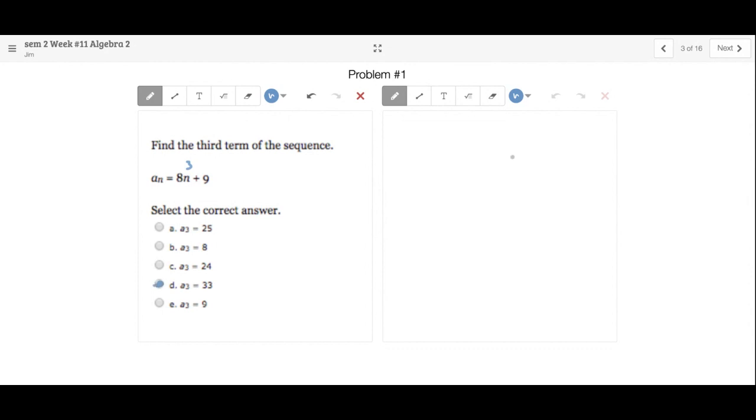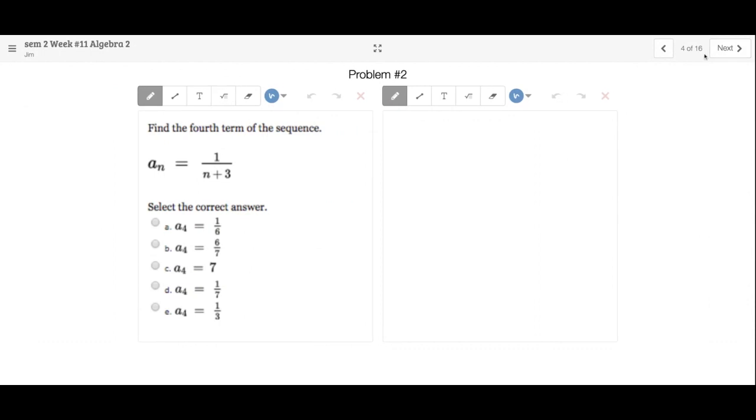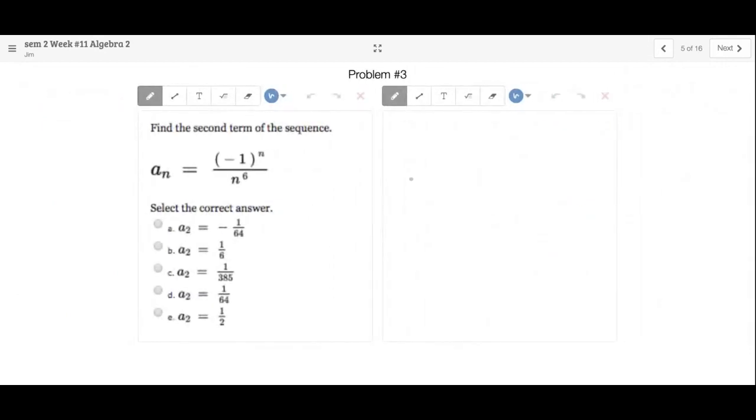Easy problem. Number 2, it says find the fourth term of the sequence. Okay, what is the fourth term? Again, you just have to plug 4 in. 1 over 4 plus 3 is 1 over 7, which is letter D. So fairly easy practice so far, right? How about number 3? It says find the second term of the sequence.